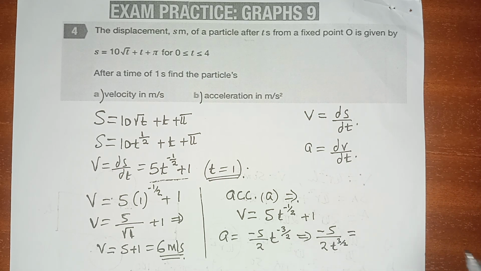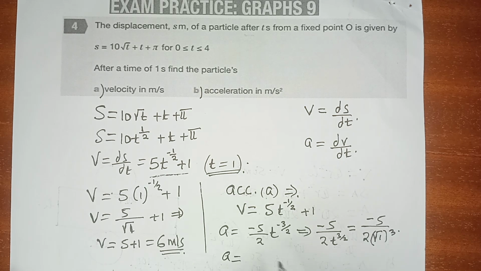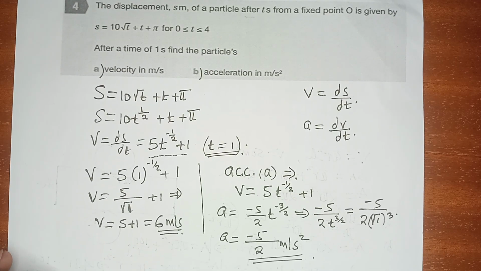And we all know that because t is 1, we are going to have minus 5 over 2, then the square root of 1 upon which we are going to cube it, because it is raised to power 3 over 2. The root of 1 is 1, and the cube of 1 is still 1. So acceleration now becomes minus 5 over 2 times 1, which is minus 5 over 2. And this is meters per second squared. That is how we can easily solve that question.